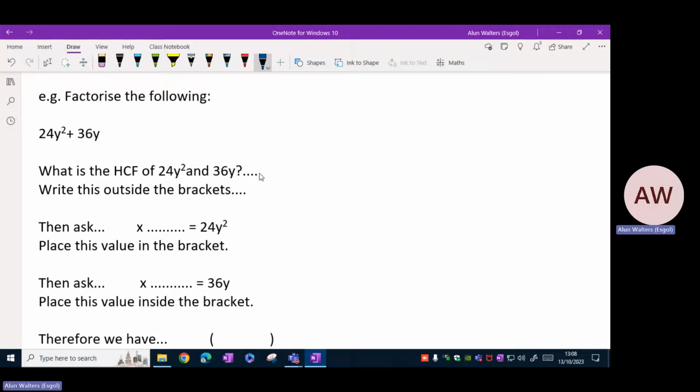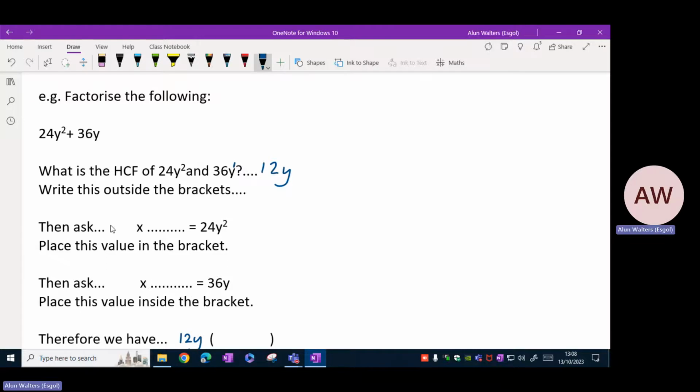Now, you'll notice that 12 is the highest number that goes into 24 and 36. And the letter y, because there's really a y to the 1 there, appears in both. So I'm taking that smallest index value outside. So 12y is what is going to go outside the bracket down here.